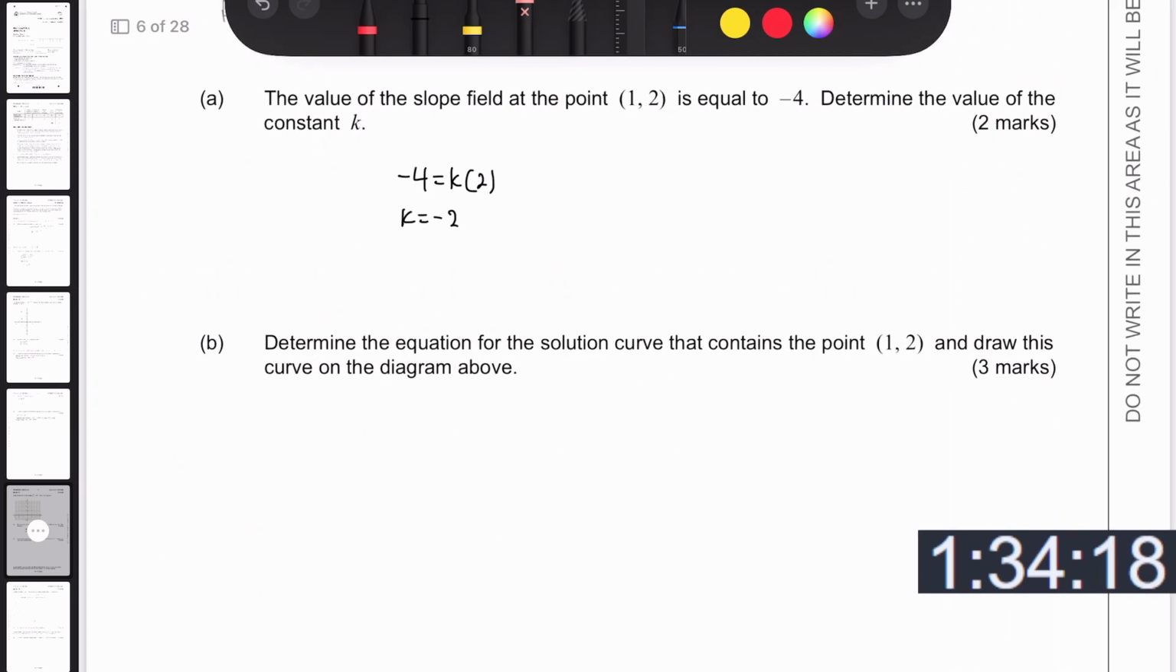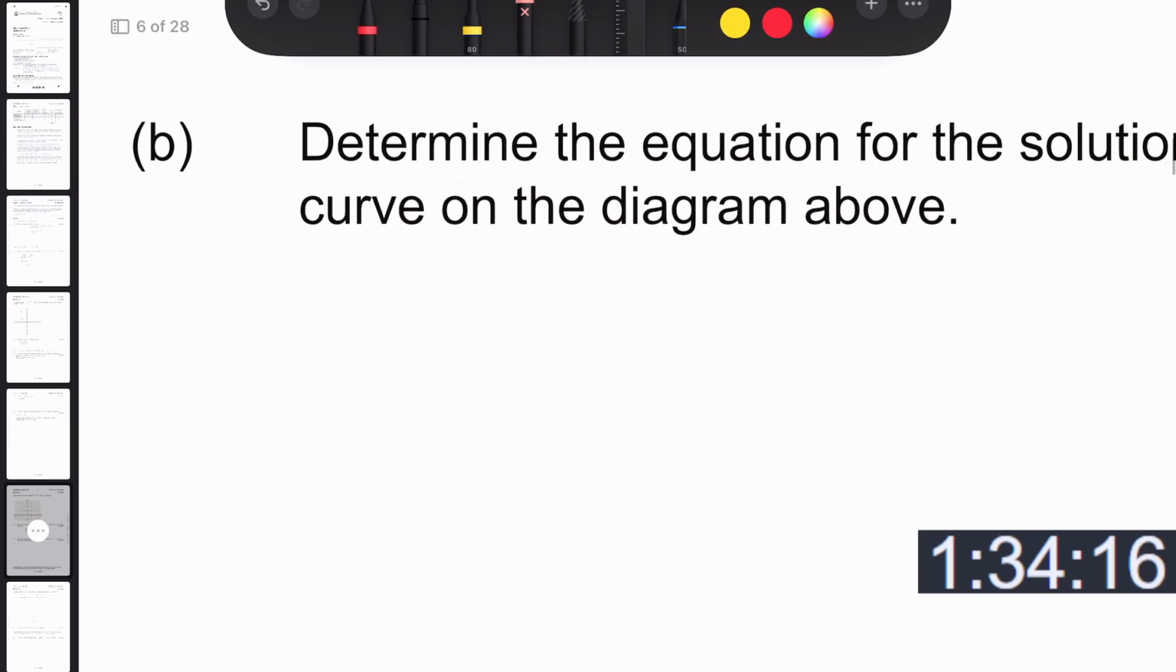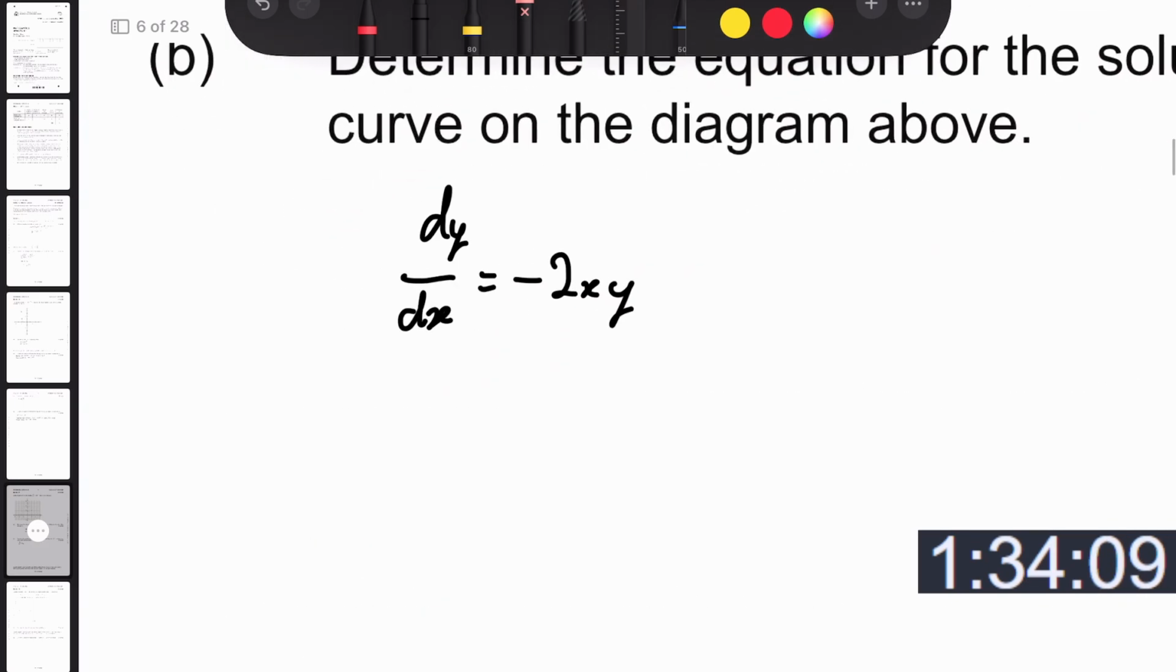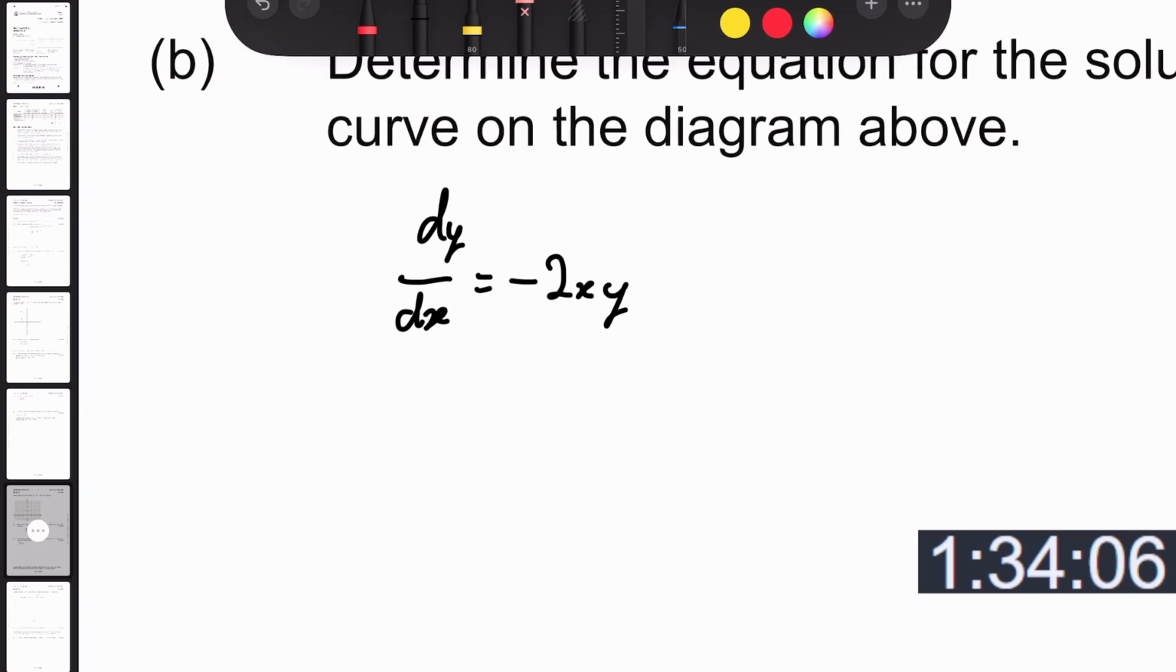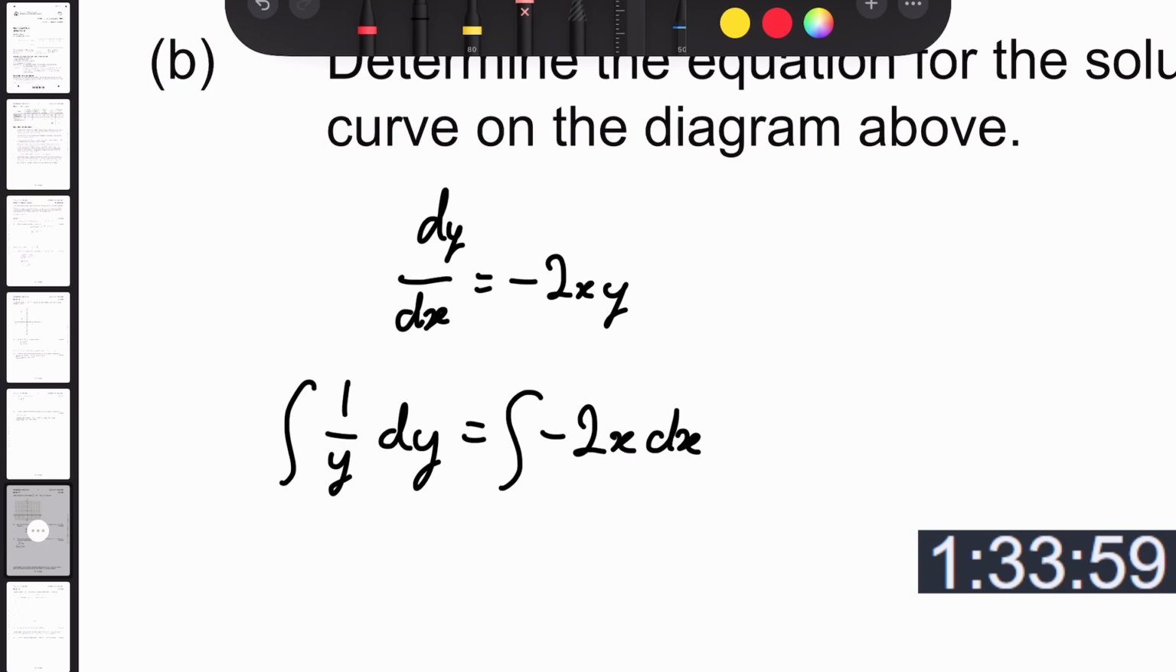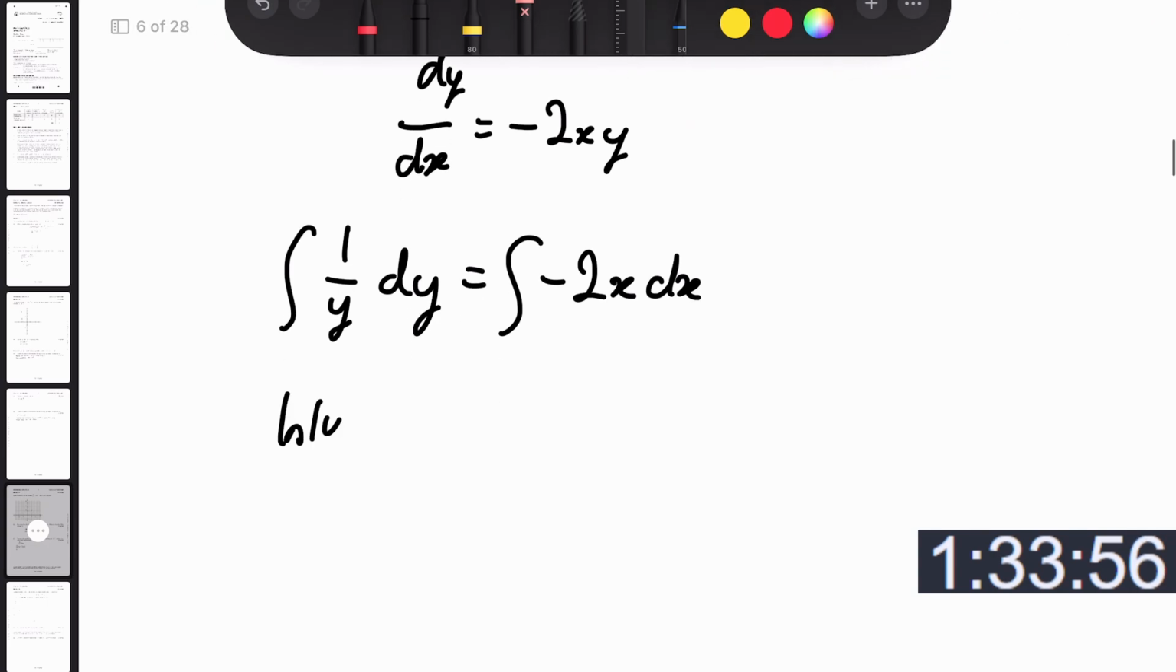Determine the equation of solution curve that contains the point 1, negative 2, so we'll say dy/dx is equal to negative 2xy. So then we have 1/y dy is equal to negative 2x dx. So we have ln of y is going to be equal to negative x squared plus c.